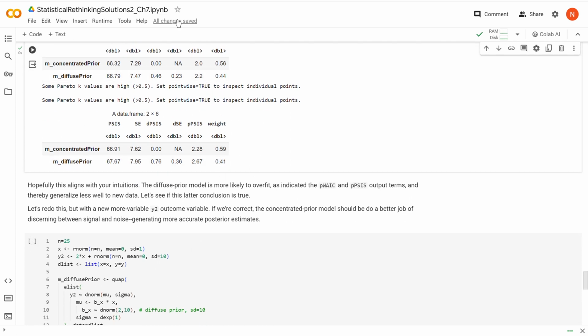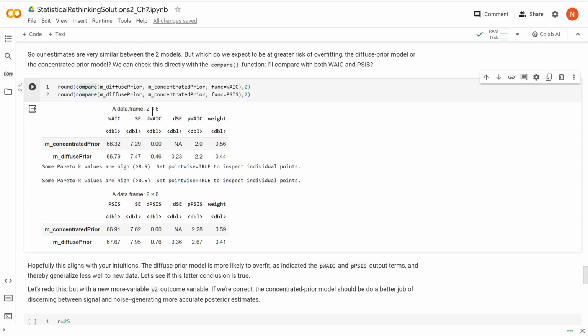All right. Now, so what does this mean practically? Well, practically what this means is that our more concentrated prior should do a better job of predicting data that has not previously been seen.